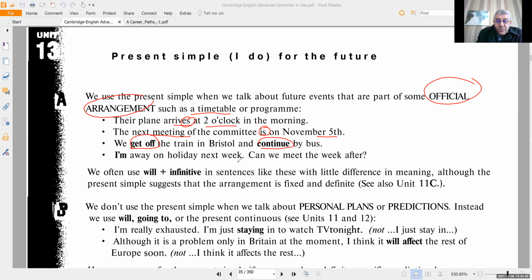I'm away on holiday next week. Can we meet the week after?